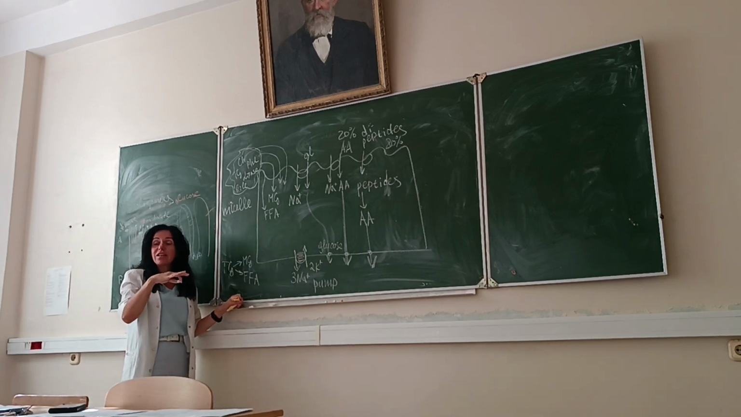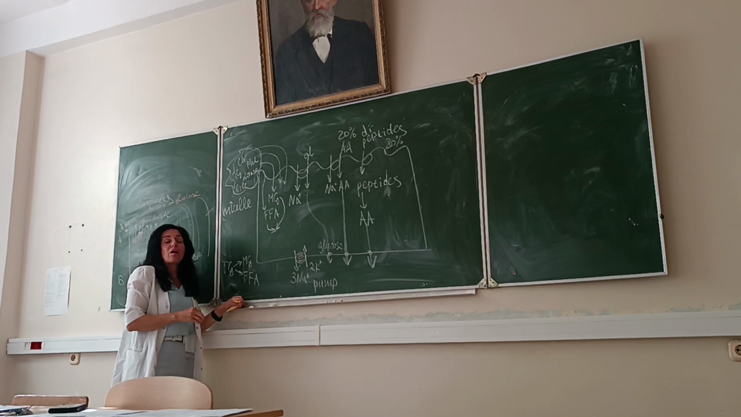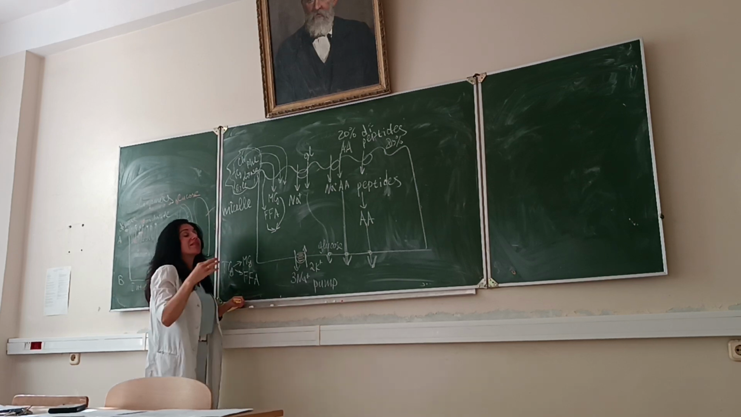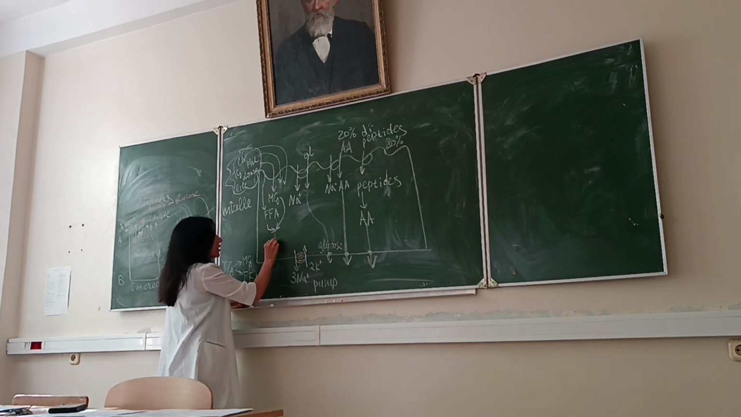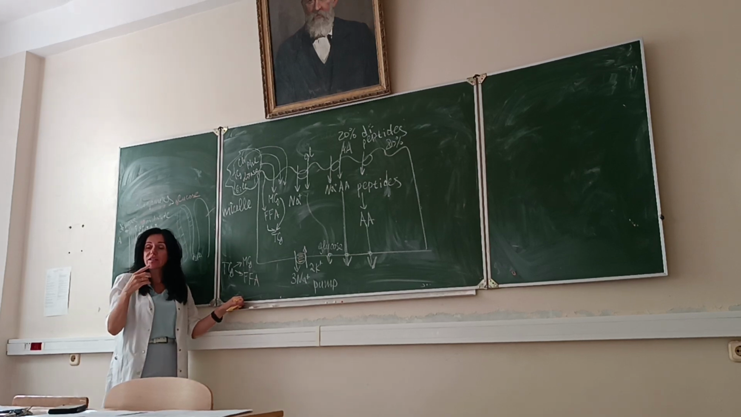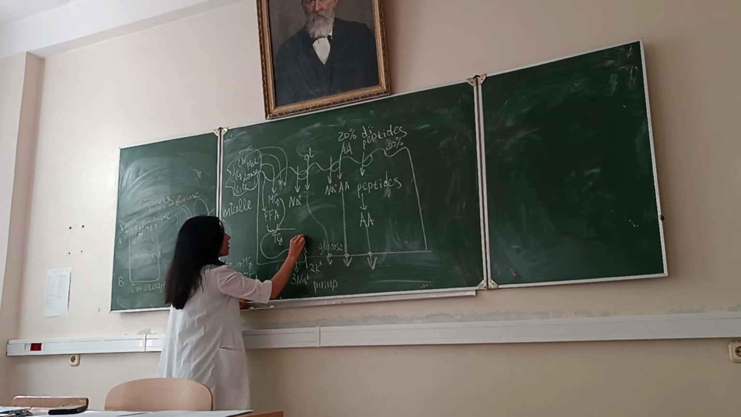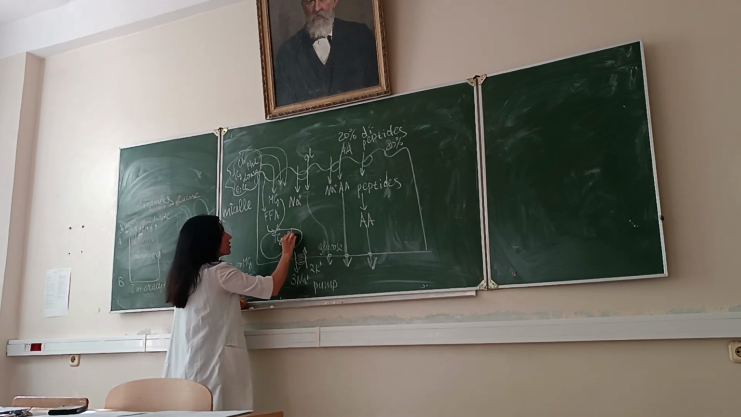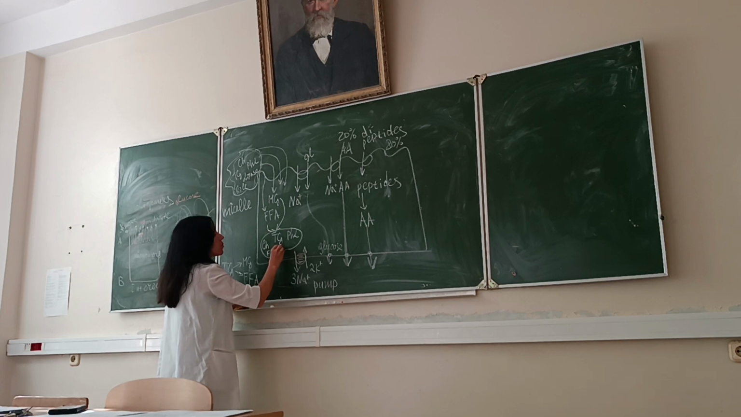Important is that inside the enterocyte, free fatty acid and monoglyceride are synthesized again. Into what? Triglycerides. It's resynthesis. And together with, again, phospholipids, cholesterol, some free fatty acid, and protein.